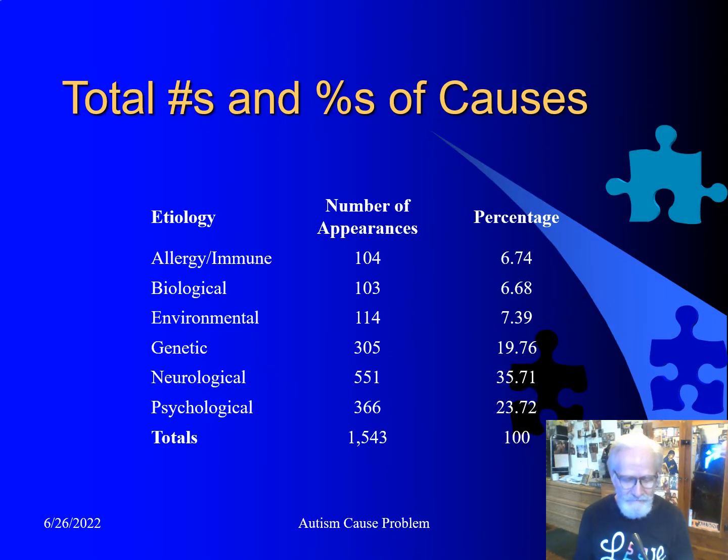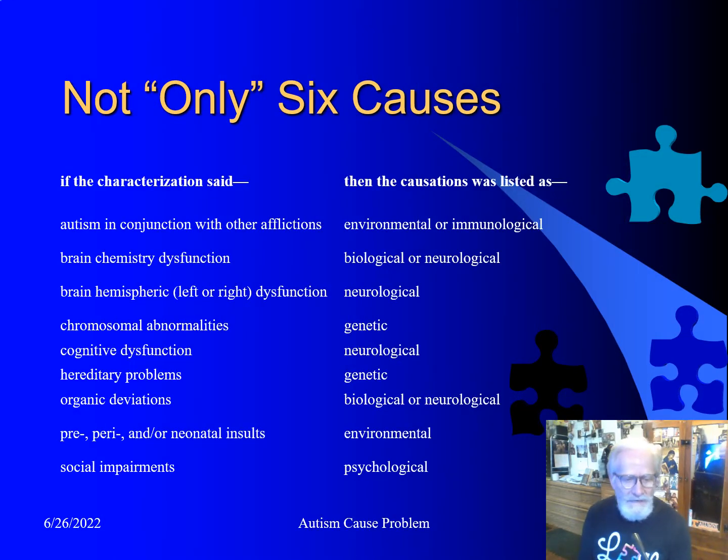And this is the same info as is on the pie chart that you just saw, the total number and percentage table. And again, this is for 1943 through 1996. And I had to limit myself to these 6 causes, though in truth, it was a bigger sea of causes than even this.